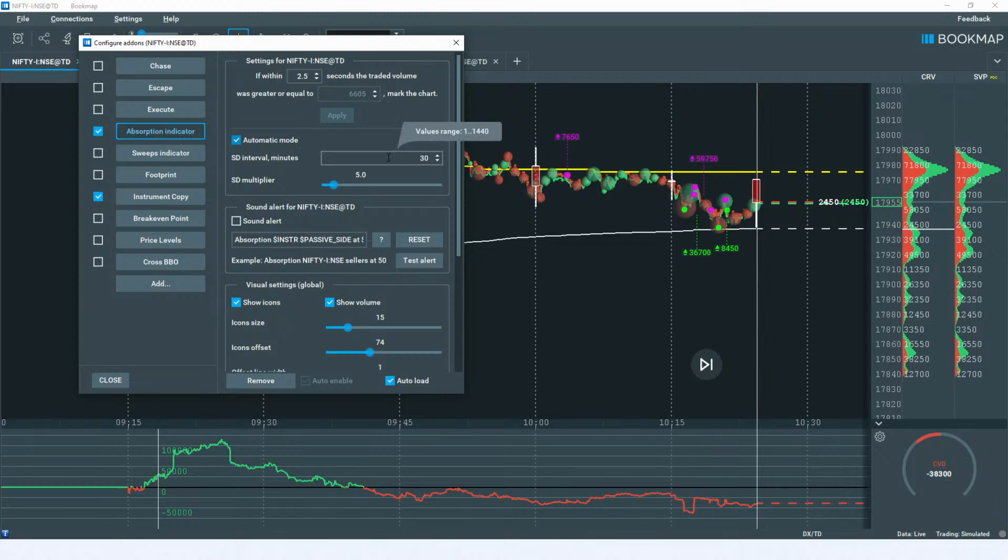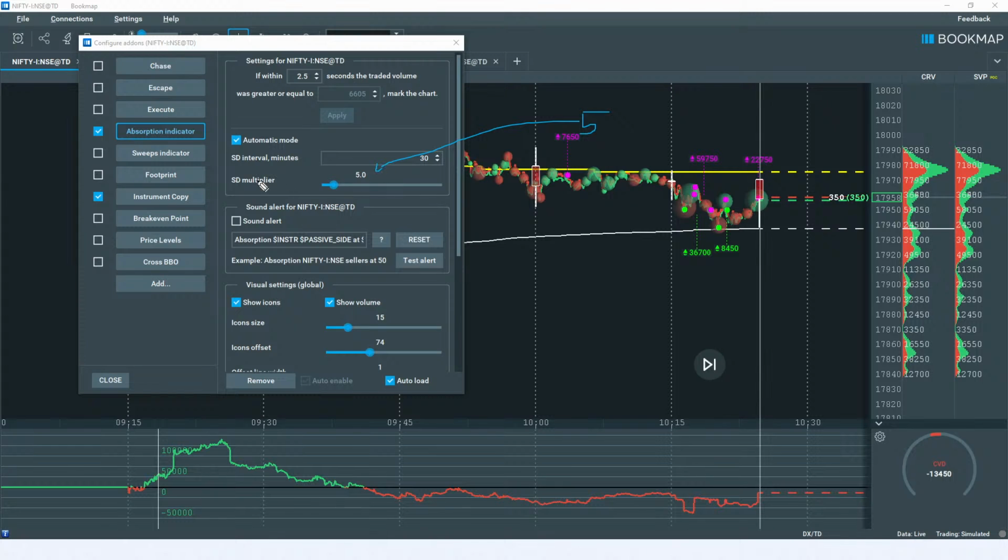Automatic mode calculates it by looking back at the last 30 minutes. It calculates the average value of the orders that got executed in the last 30 minutes. For example, assume it is 5. In the last 30 minutes, 5 is the average order size that got executed, and it multiplies this by the multiplier that we have selected here. 5 fives are 25. So the 25 quantities will be given as the input to the orders here. All right. It is always recommended that you use the automatic mode because it changes from instrument to instrument.